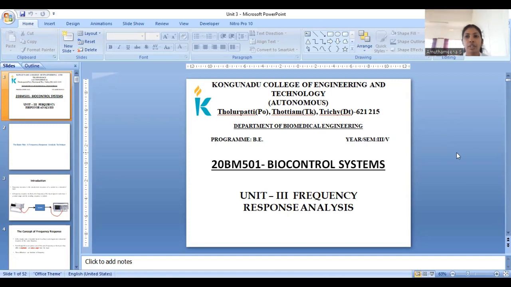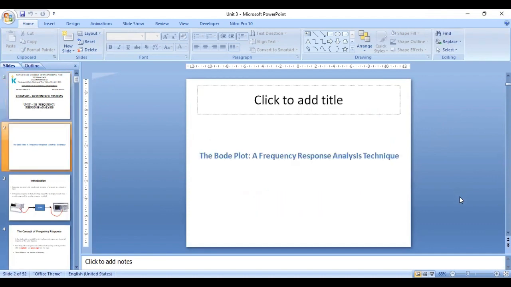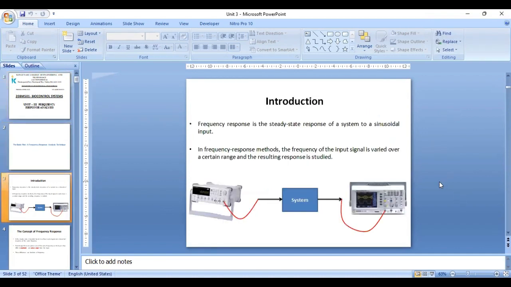So in this class, we are going to understand the importance of frequency response analysis through Bode plot, which is one of the techniques of frequency response analysis. So let us first study what a frequency response is.